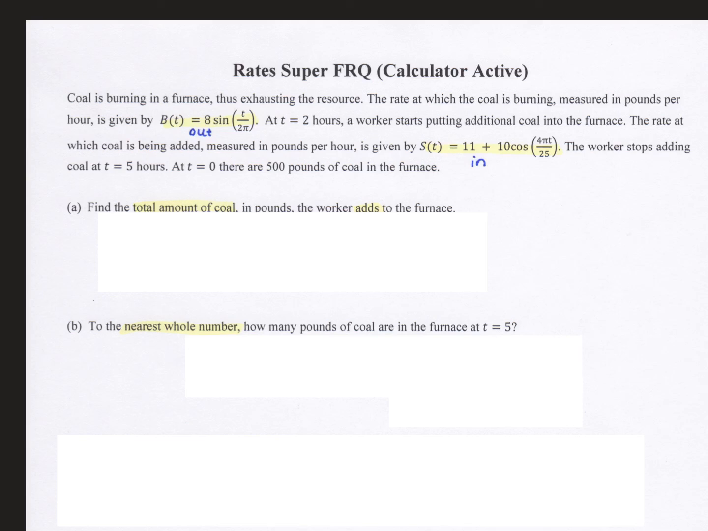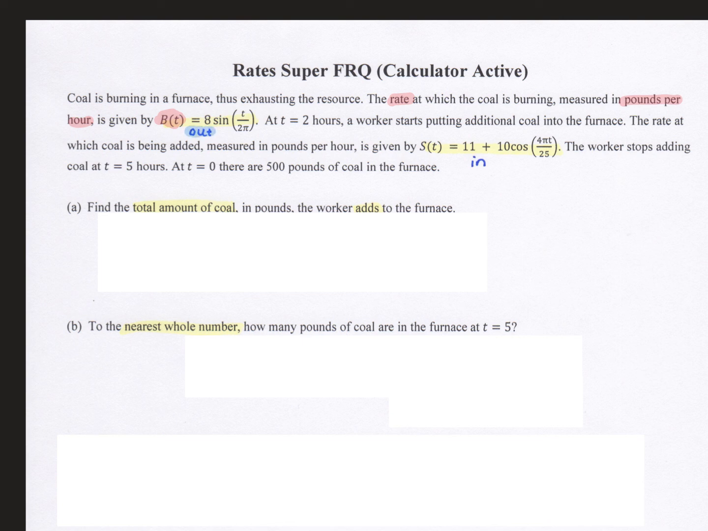This Rate Super FRQ is going to take us through some commonly asked rates questions. In this particular question, we have coal that is burning in a furnace, exhausting the resource. We're told the rate at which the coal is burning, that's a key word for us right there. And also what confirms that rate is that this is given in pounds per hour, which is a rate type of unit. It's given as B of T. So that's the rate of removal because that coal is burning, so it's removing that amount.